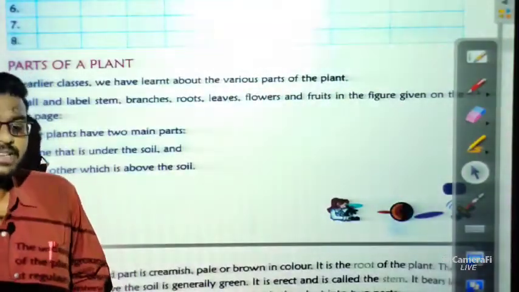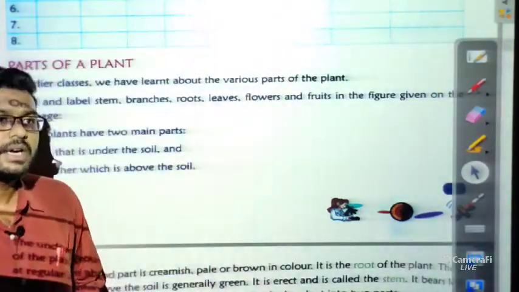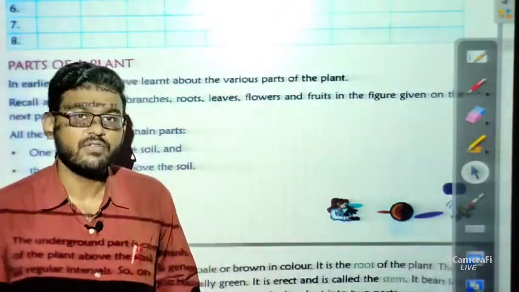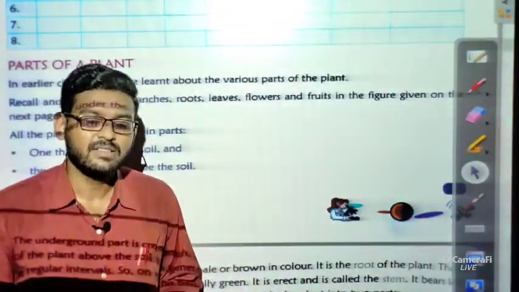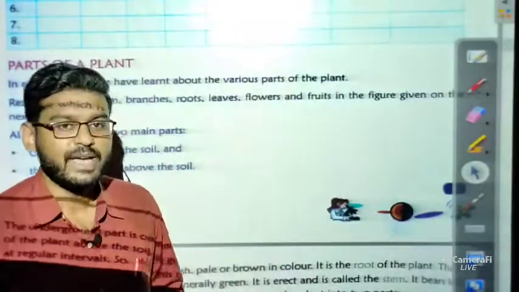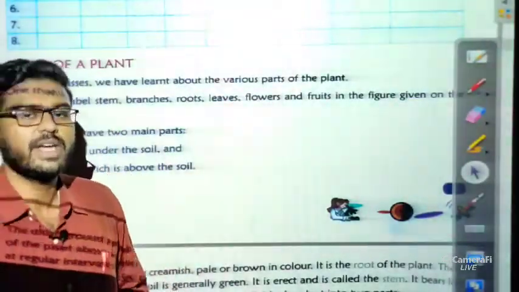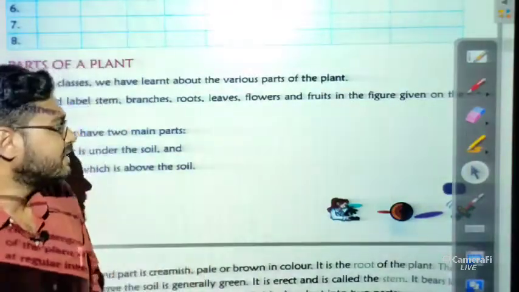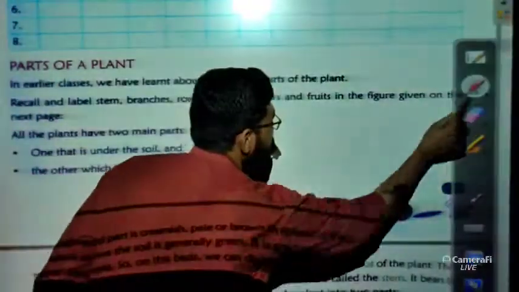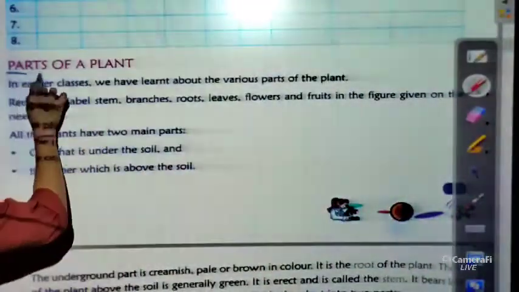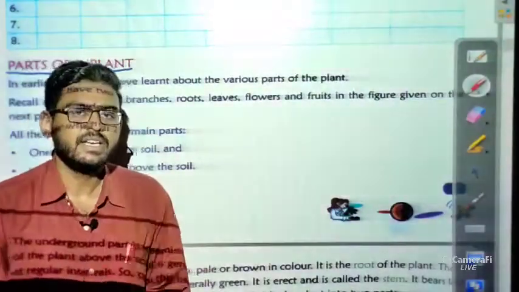In our previous lecture, students, we discussed different types of classifications of a plant. We can classify by size, by lifespan, and by how they can move. All of those things we have already discussed. Now the next thing we are going to discuss, students, is the parts of a plant. Let me mark it: parts of a plant. How many parts are there in a plant?